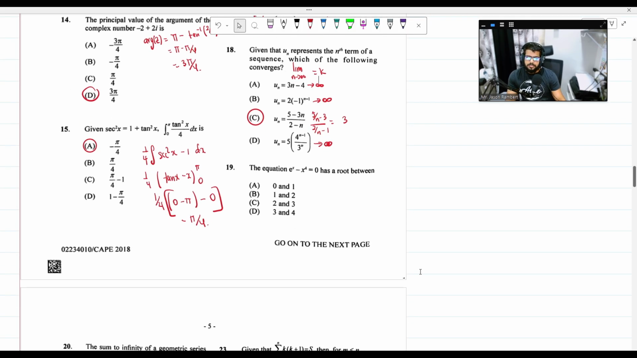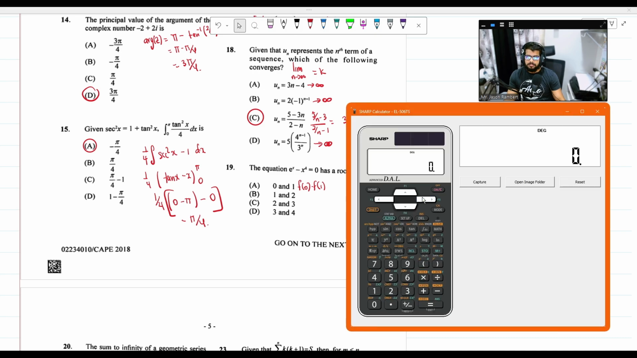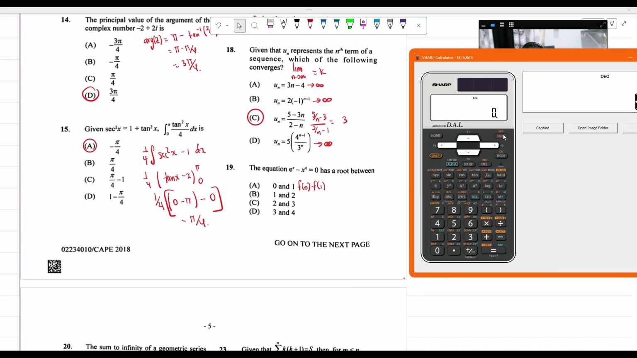Alright, so this has a root between, so let me check and see. We have to check f of 0 and f of 1. Put them in a calculator. We're looking to see which one is less than 0 by the intermediate value theorem, right? e to the 0 is 1. So 1 take away 0 is 0. Well, this is equal to 0.